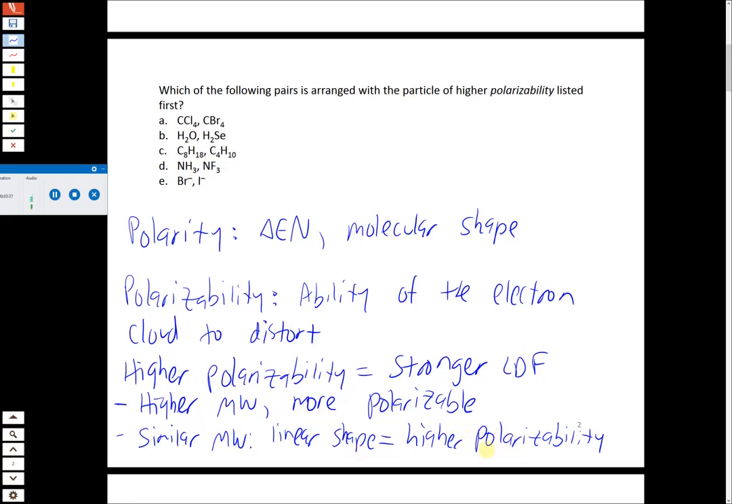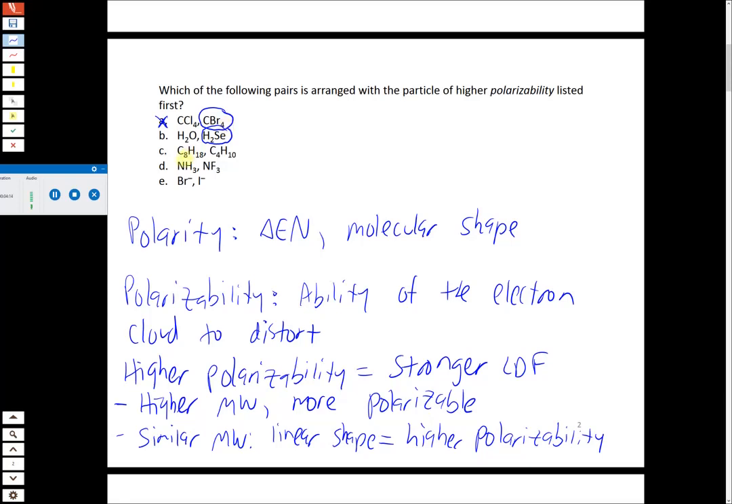Okay? So if we look at these ones here, the one with the higher polarizability, we first look at molar mass. So CCl4, CBr4, neither of these are polar, but yet they still have polarizability, and we would expect CBr4 to have the larger one. So we're looking for the one that has the higher polarizability listed first, so it's not that one. In choice B, we have H2O versus H2Se. These are both polar molecules. Water, H2O, is actually more polar than H2Se, but that does not mean it's more polarizable. And because of the higher molar mass of H2Se, this one would also be more polarizable. All right, so that one's wrong.